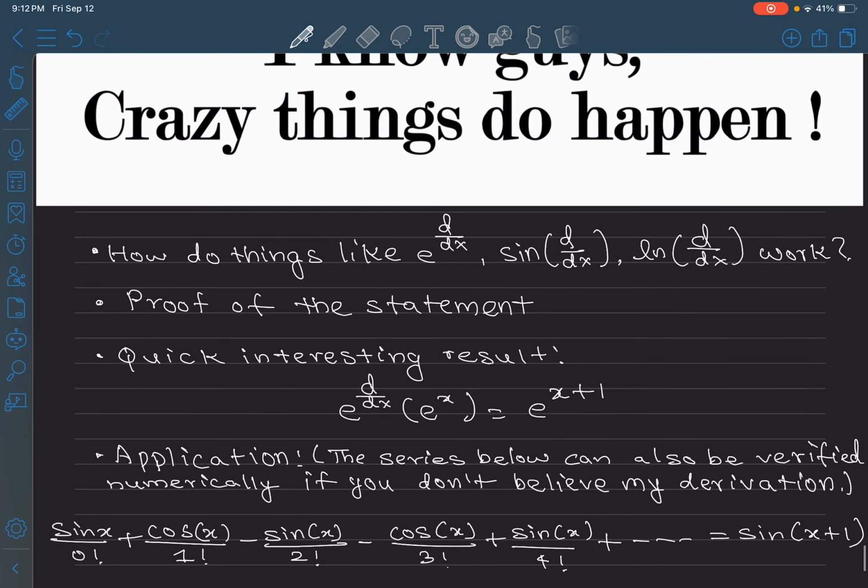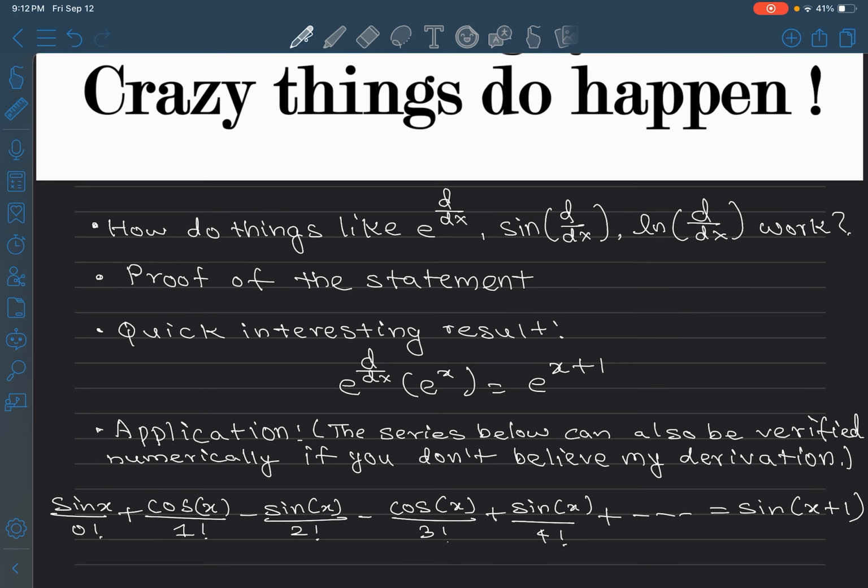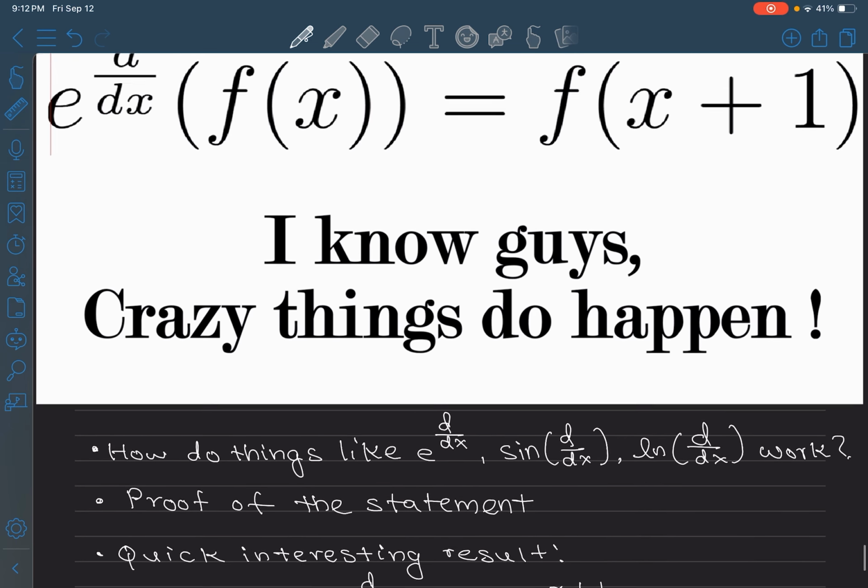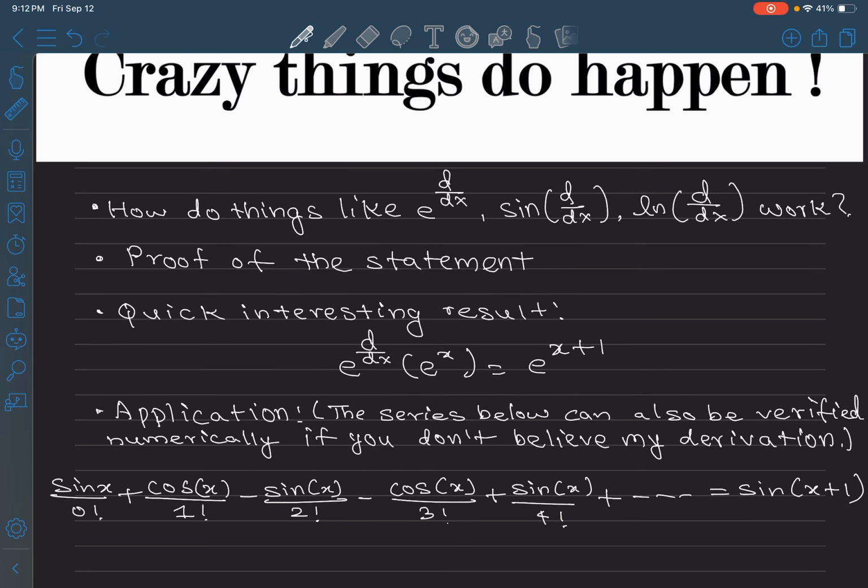I'm even going to give an application to an infinite series, where you can use this property to find the value of an infinite series, and that actually works. You can actually numerically verify it. I have done that.